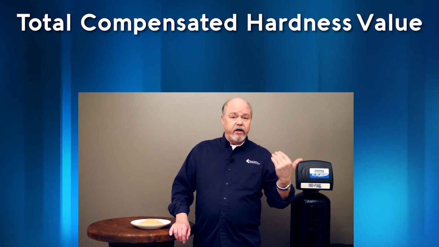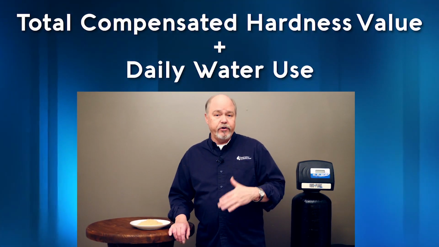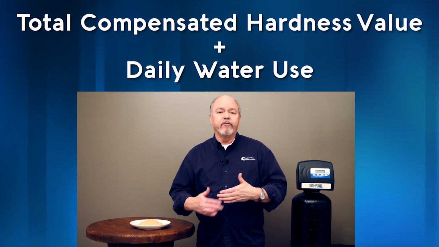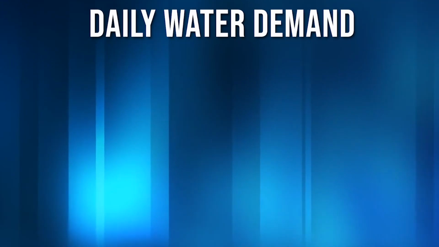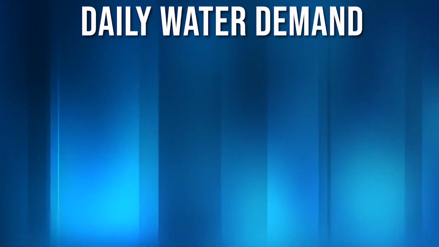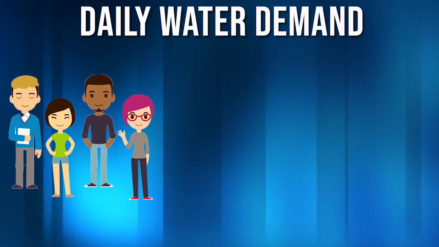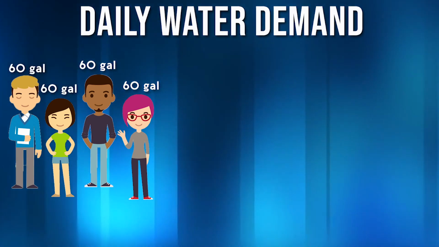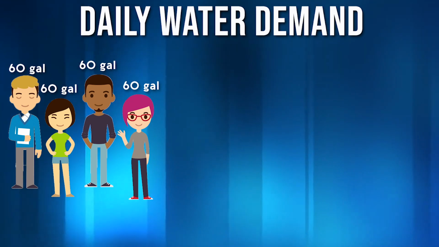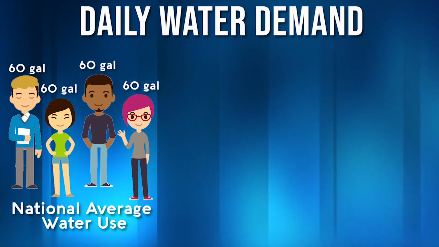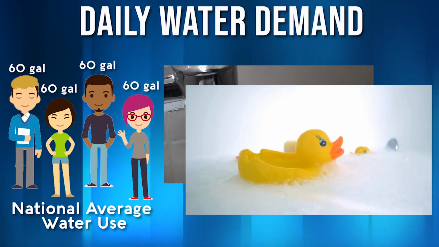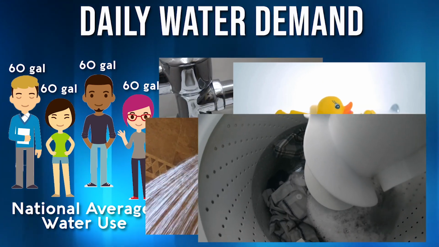In combination with how much daily water use your household has, we add those two numbers together to come up with what we call the daily water demand. So if you have 4 people in your house, we calculate each person by 60 gallons. And this 60 gallons per person per day is a national average water use. It includes flushing toilets, it includes taking baths, showers, laundry.